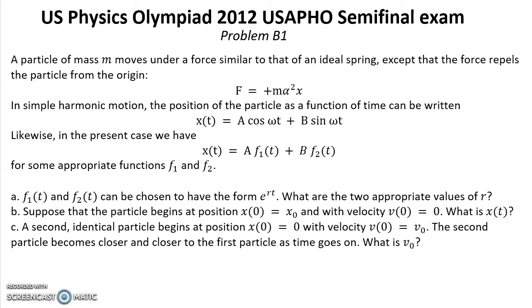Question C. A second identical particle begins at position x at time 0 equal 0 with the velocity v at time 0 equal v0. The second particle becomes closer and closer to the first particle as time goes on. What is v0?